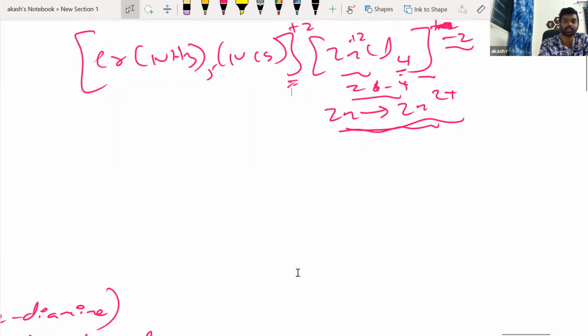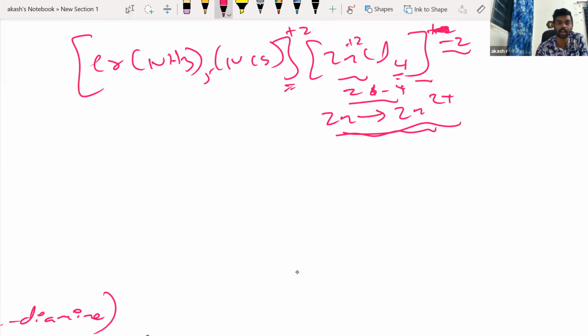Okay, perfect. Right. So find the oxidation state. I couldn't answer because my laptop got hanged. So no issues, Kana. No issues at all. Okay, good.